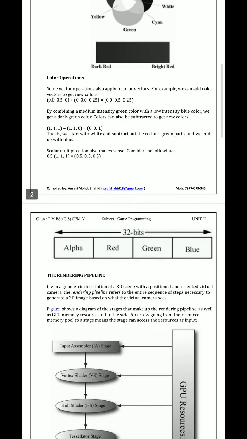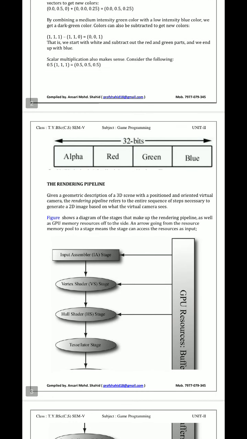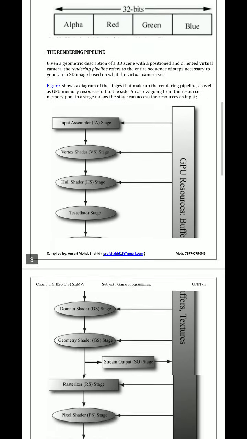So what does a rendering pipeline do? Given a geometric description of a 3D scene with a positioned and oriented virtual camera, the rendering pipeline refers to the entire sequence of steps. It will go through all these steps to generate a 2D image based on what the virtual camera sees. So how the virtual camera captures it, on that basis it will go. The diagram shows how it will get the color shadings and everything.